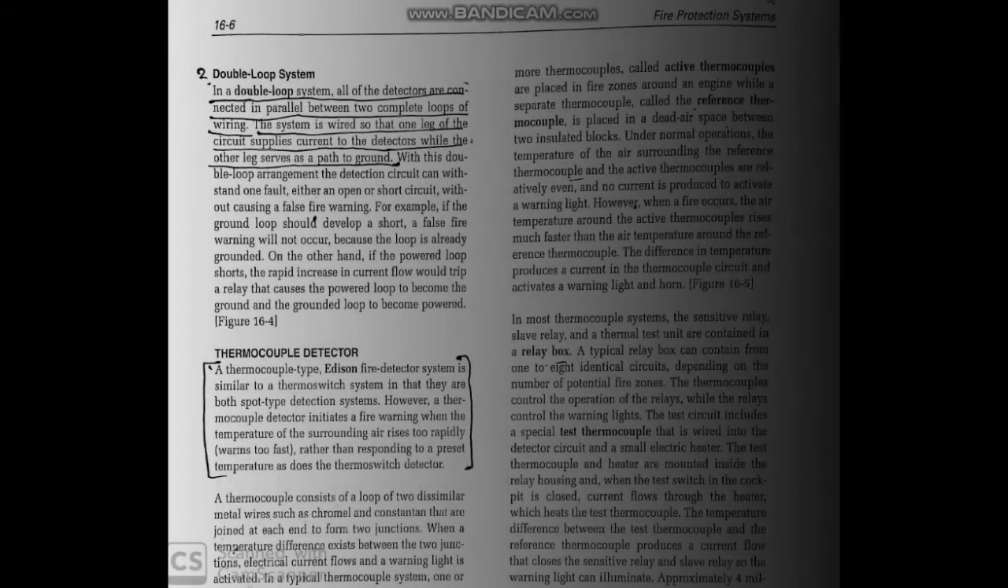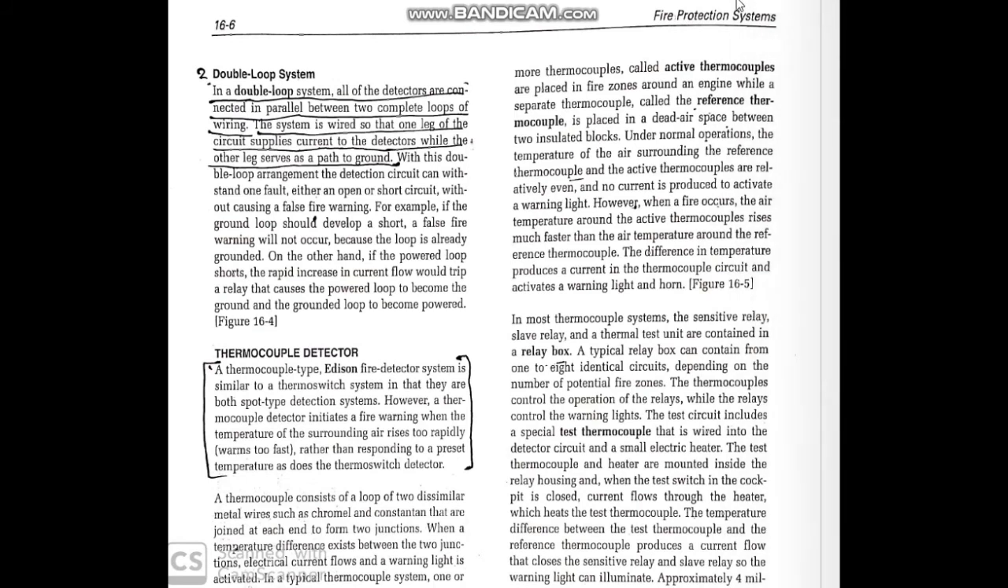The second type of fire detector system is the thermocouple detector. The thermocouple type, or what we call the Edison fire detector system, is similar to the thermoswitch system in that they are both spot type detection systems. However, the thermocouple detector initiates a fire warning when the temperature of the surrounding air rises too rapidly, rather than responding to a preset temperature as the thermoswitch detector does.